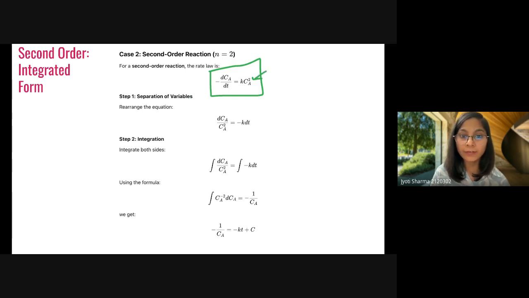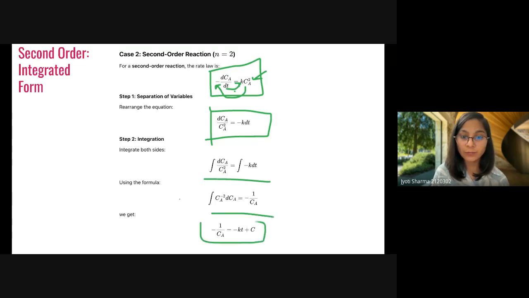And again, we will rearrange this. This will go here, this dt will go here, and this is how the equation will look: dCA upon CA square is equal to minus K dt. If we do the integration and then use the formula, we will have this one: minus 1 upon CA is equal to minus KT plus C.